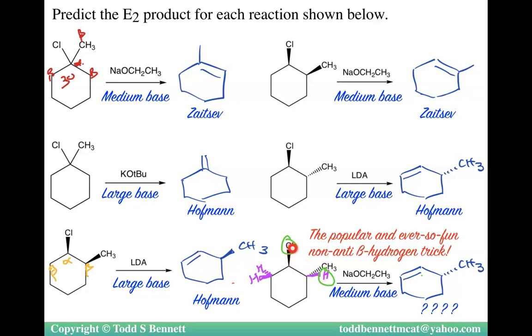If this is equatorial up, this would be axial up. If this is equatorial down, this would be axial down. If this is equatorial, this would be axial. If this is axial, this would be equatorial, no matter what you end up doing, because they're both up in adjacent positions. You can only get elimination if it's axial up and axial down. So it can only be anti if one's up and one's down.